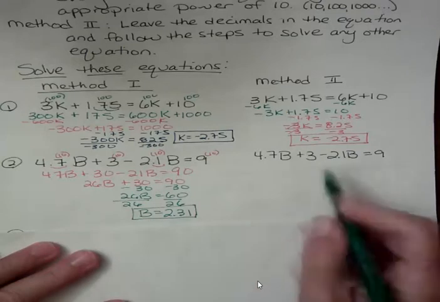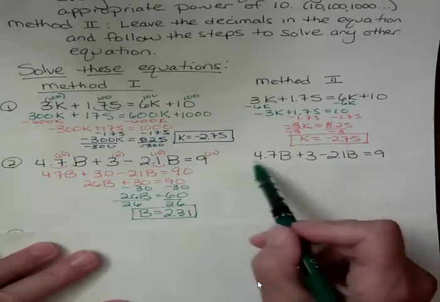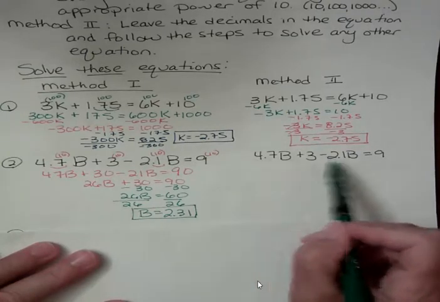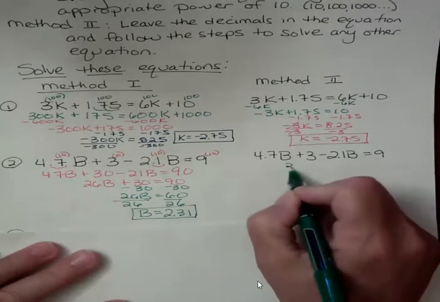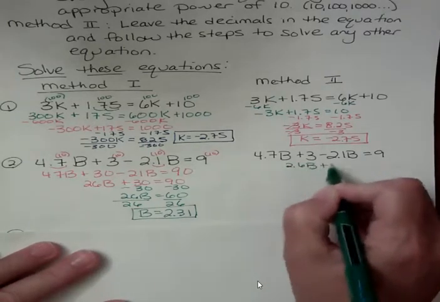Let's do that with the same thing over here. We're going to just start off by taking 4.7b and subtracting 2.1b. That's going to give us 2.6b. Plus 3 is 9.